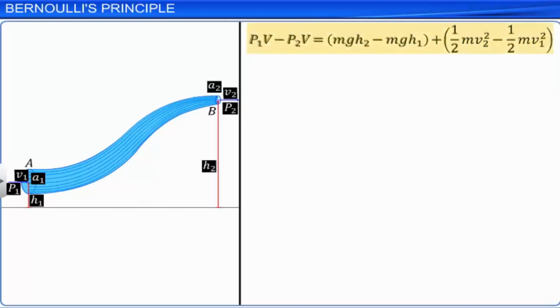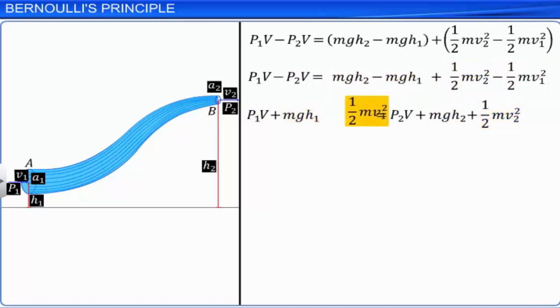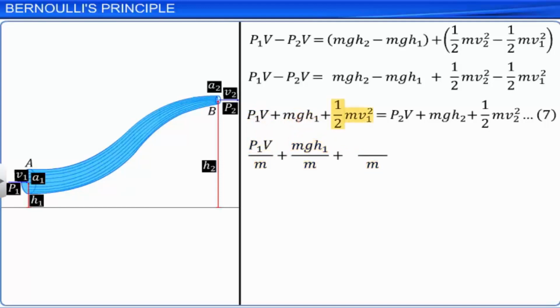Substituting and rearranging the terms, we get the equation as shown. Dividing this equation by m, we get equation 8 as shown.